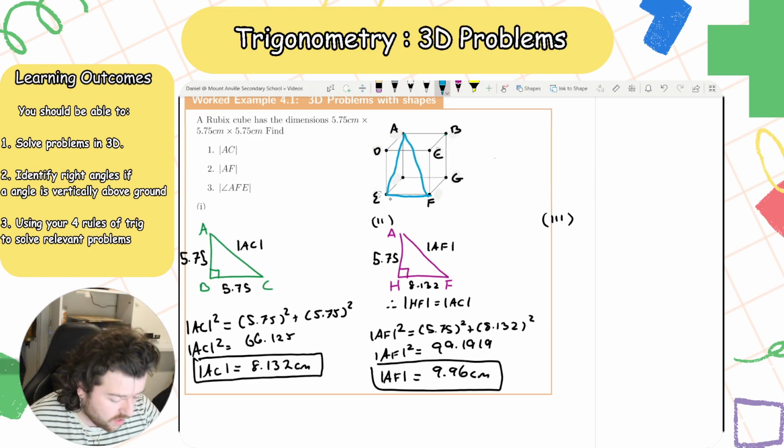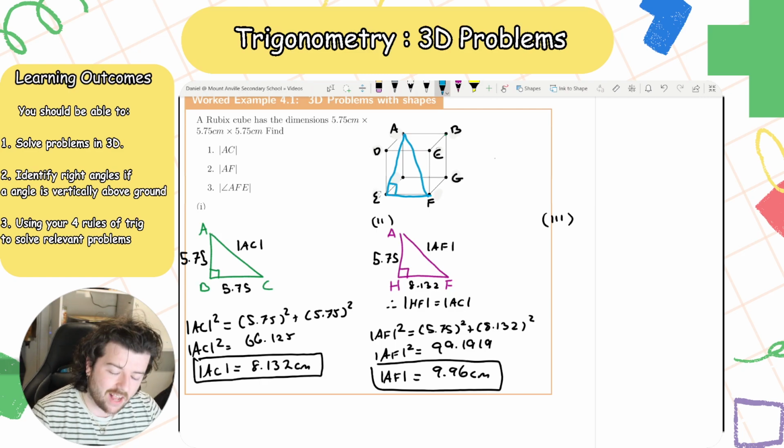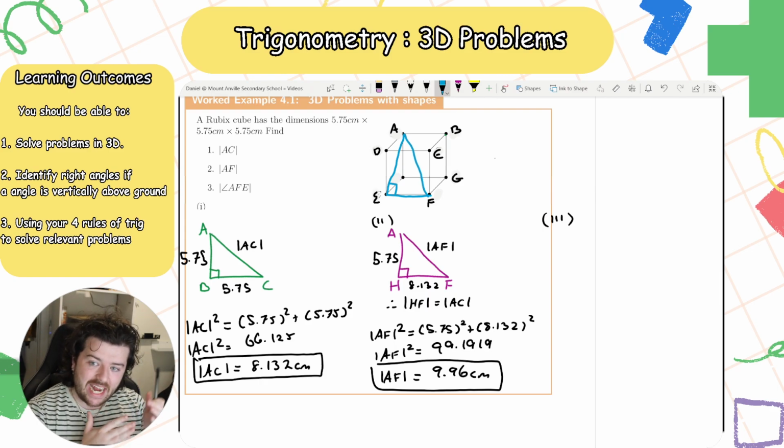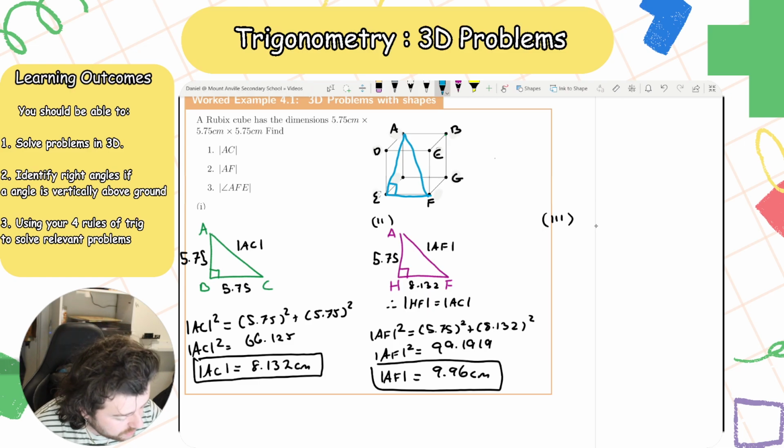It might not look like it, but it actually is a right angle. It is a slanted kind of right angle, leaning along the back wall of the cube. So let's draw it out: A, E, F.